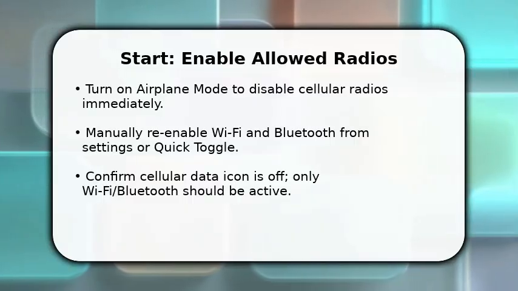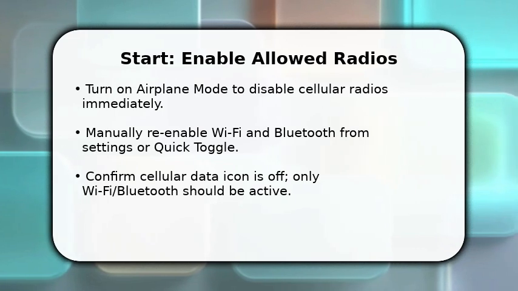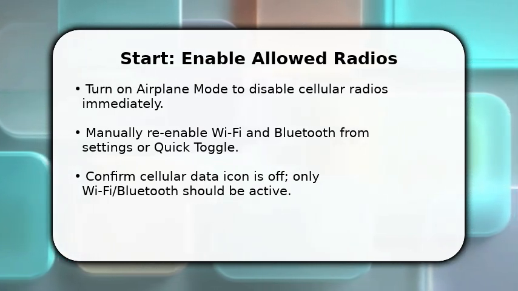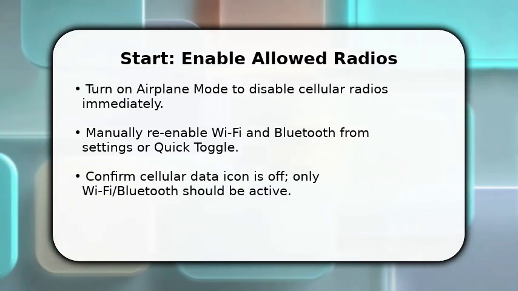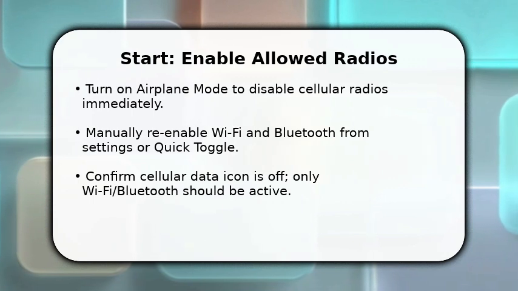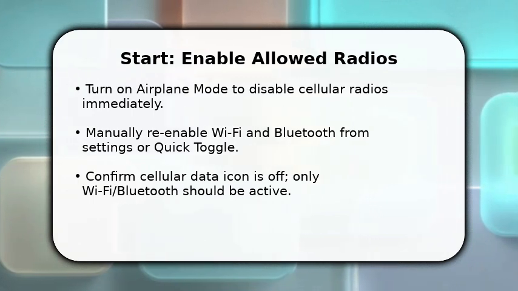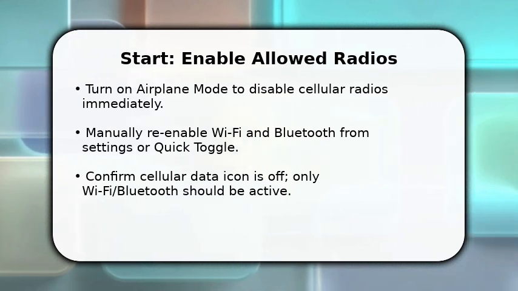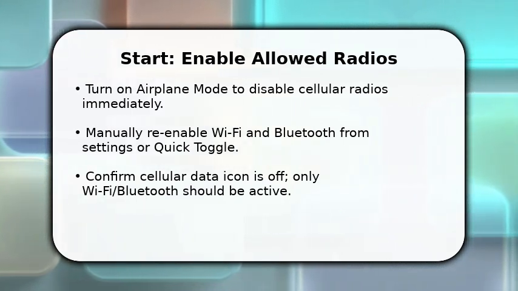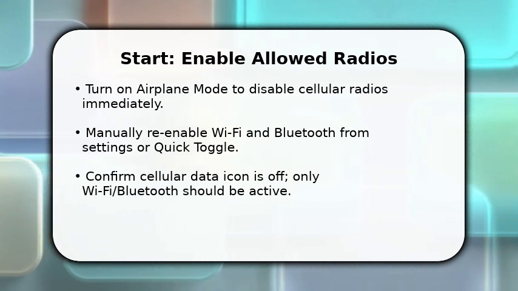You begin by cutting off cellular radios. Enable airplane mode right away to meet regulations and prevent roaming charges. Once done, manually switch Wi-Fi back on and Bluetooth if needed for peripherals. This lets you access in-flight networks while keeping cellular off. Make sure the cellular signal indicators are absent so you're not sending mobile data.